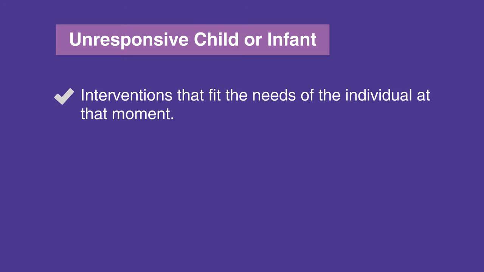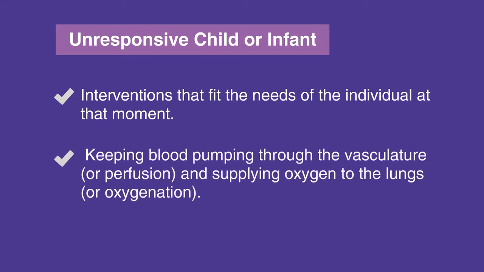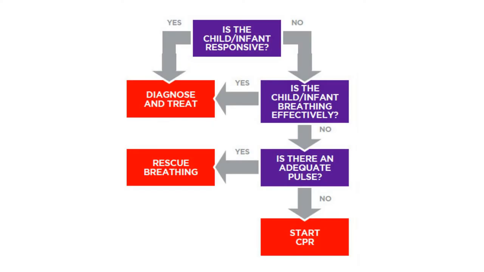While there are various ways for a child or an infant to become unresponsive, the central issues that need to be addressed include keeping blood pumping through the vasculature, or perfusion, and supplying oxygen to the lungs, or oxygenation. When the child or infant is experiencing poor perfusion and oxygenation, CPR manually takes over for the heart and the lungs. If they're still adequately maintaining perfusion and oxygenation but are unresponsive, then rapid diagnosis and treatment may be possible without CPR.